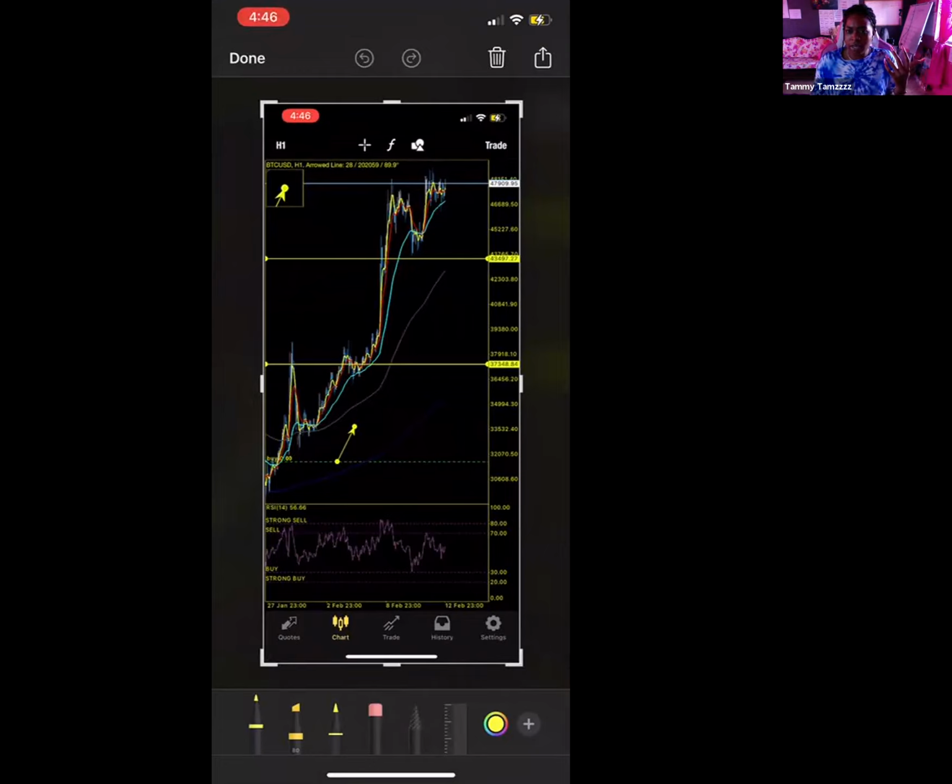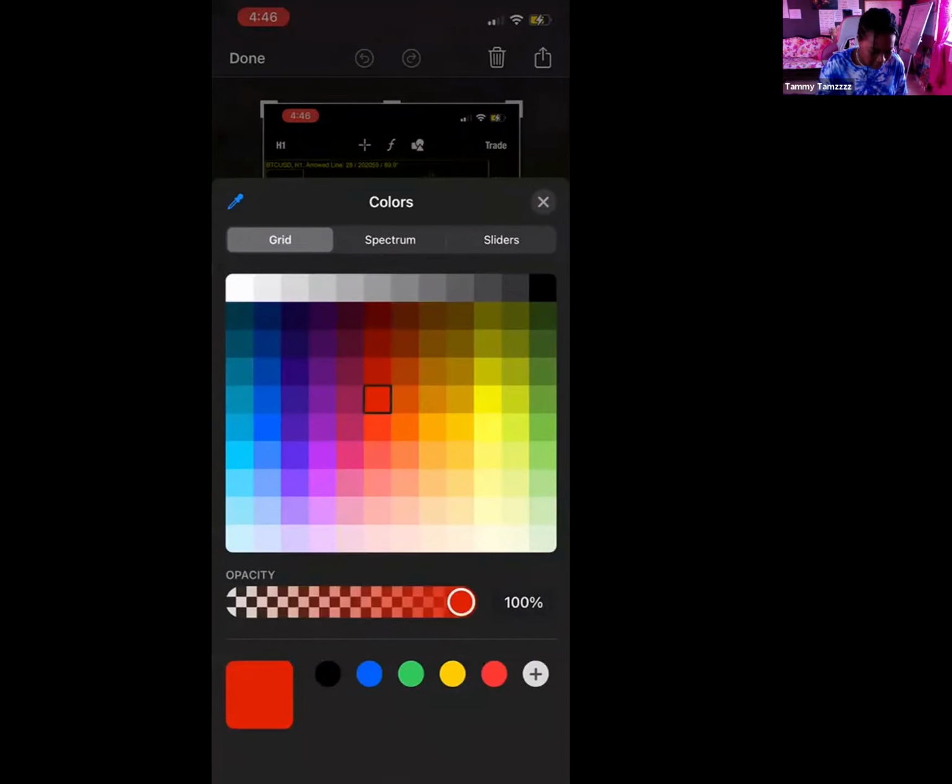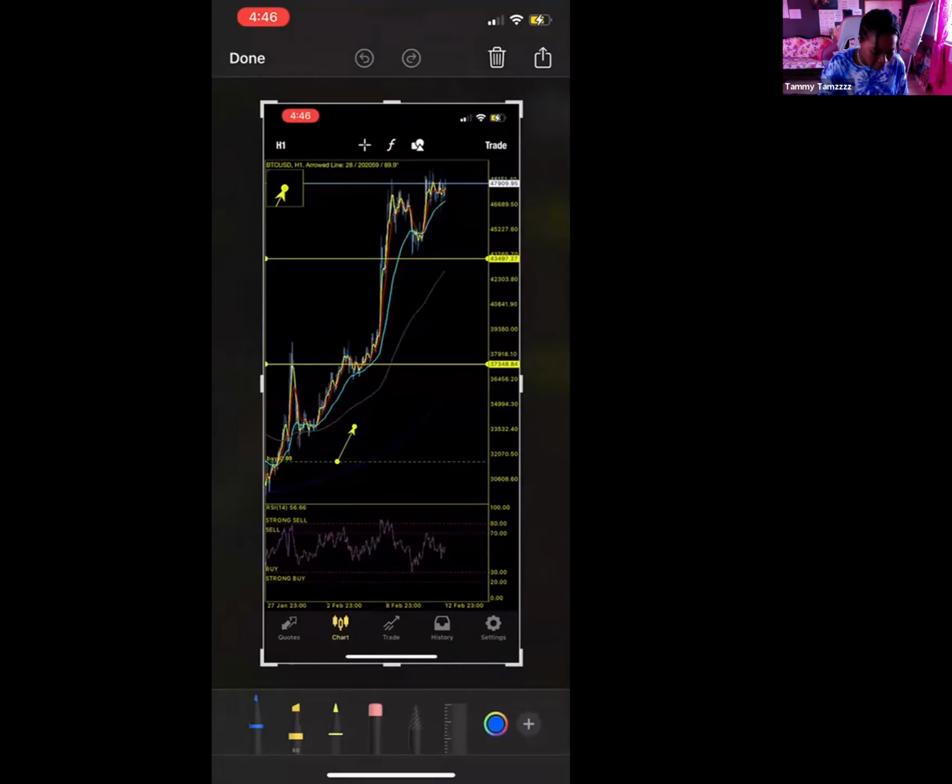Now, how did you know that that was 200, Tammy? Watch this. Let me make it a nice color so you guys can see. So here, where my arrow is, that's around 200 pips. How do I know? Because if you look up here, that number right there in the middle, 202059, that is a 6-digit number.